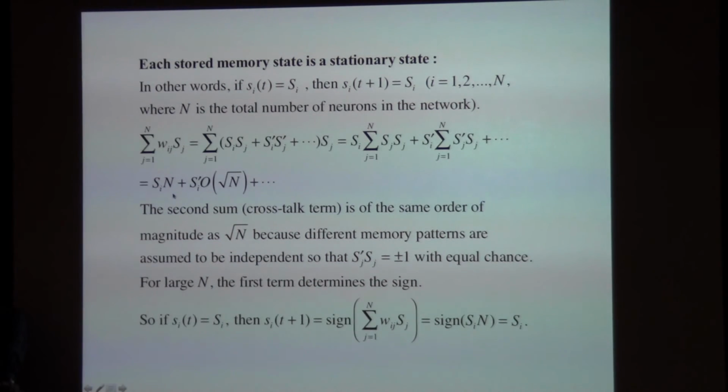So what matters for the next stage is whether the total input to i is positive or negative. All this other term, this noise, is very small. So for most of this, whether it's N or half N doesn't matter. The sign is really determined by S_i, that's positive or negative.